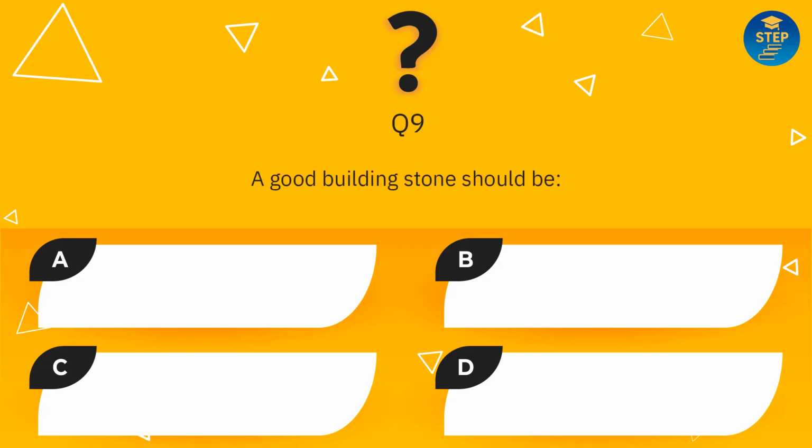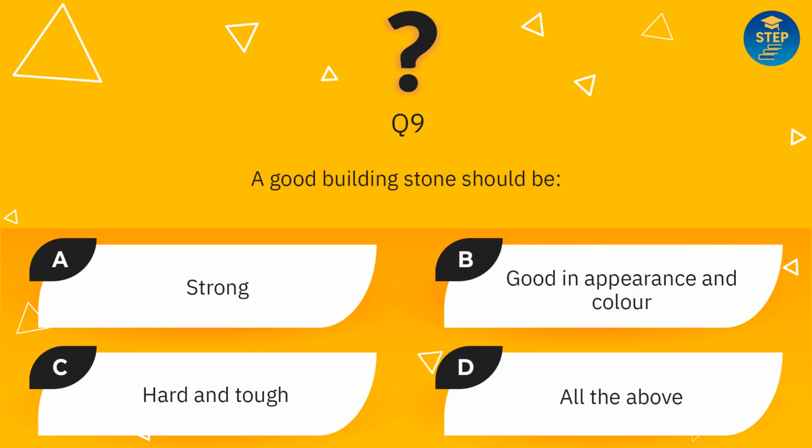A good building stone should be what? Strong, good in appearance and color, hard and tough, all the above. Answer is all the above.